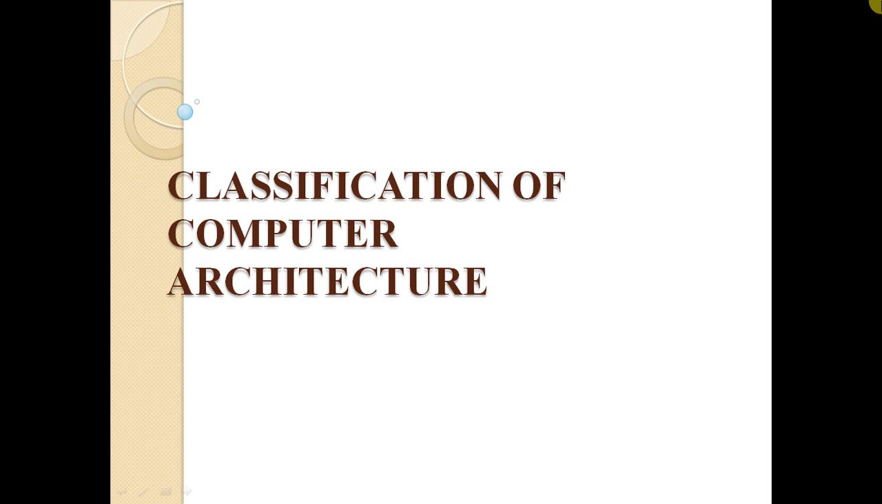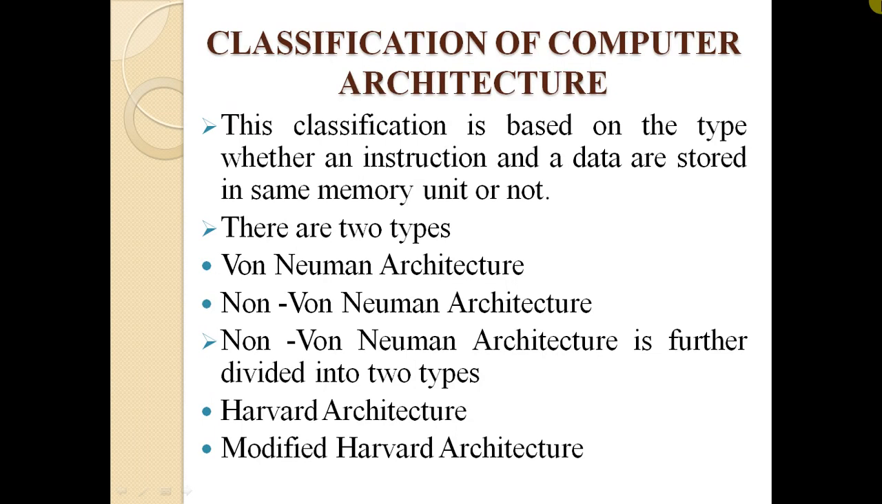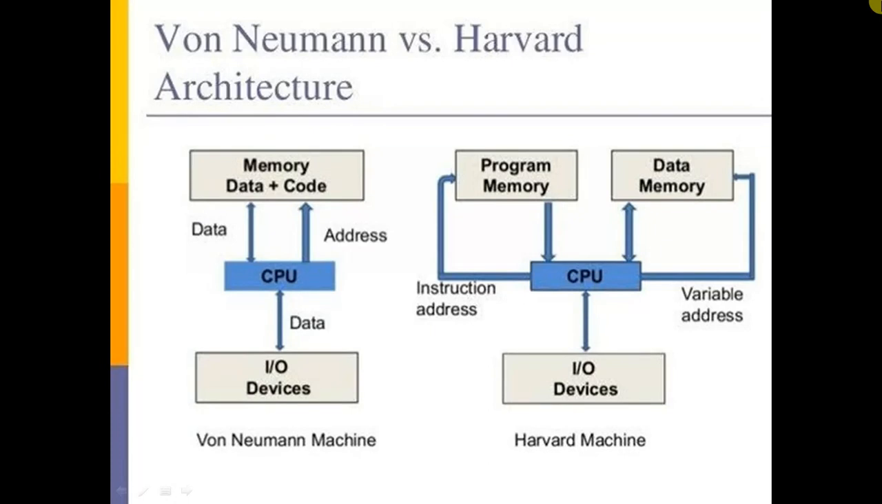In this video, we are going to discuss the classification of computer architecture. This classification is based on whether an instruction and data are stored in the same memory unit or not. There are two types, von Neumann architecture and non-von Neumann architecture. Non-von Neumann architecture is further divided into two types, Harvard architecture and modified Harvard architecture. Let us discuss these one by one.